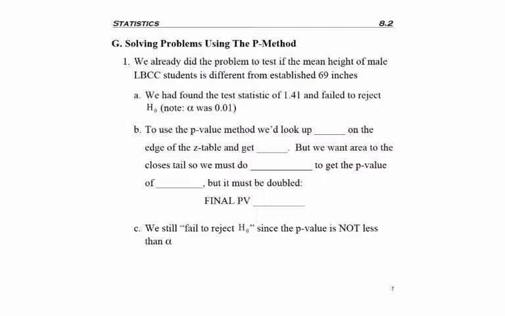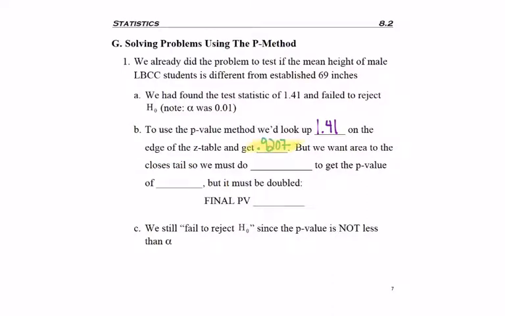So now, if instead of using that method, we were to use the p-value method, what we do is we start by looking up our test statistic. So we're going to look up 1.41 on the edge of the table. Before, when we did the critical value, you go inside the table for that value. But when we're on the edge, we're going to get 0.9207.